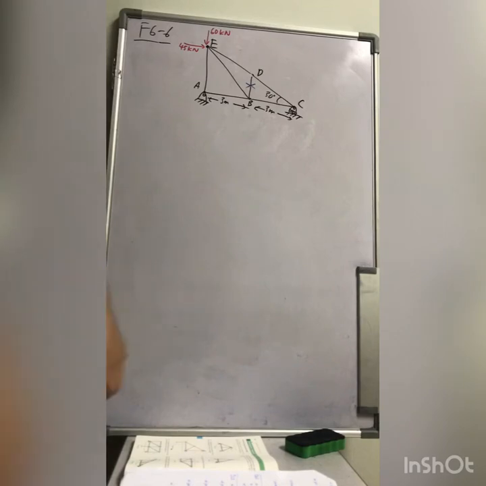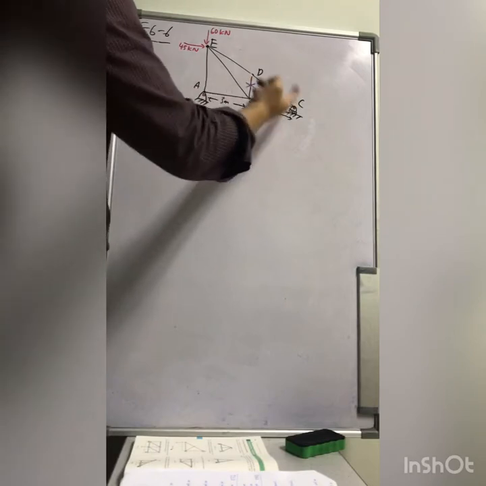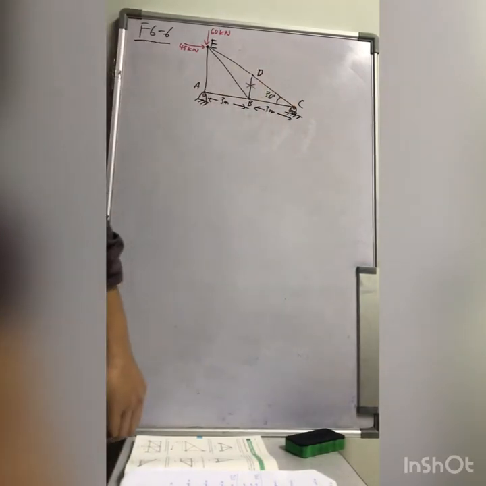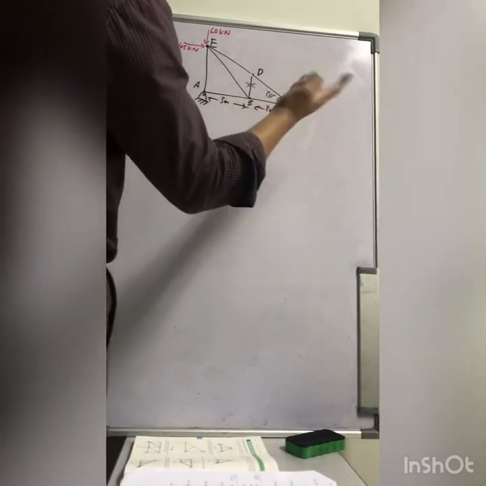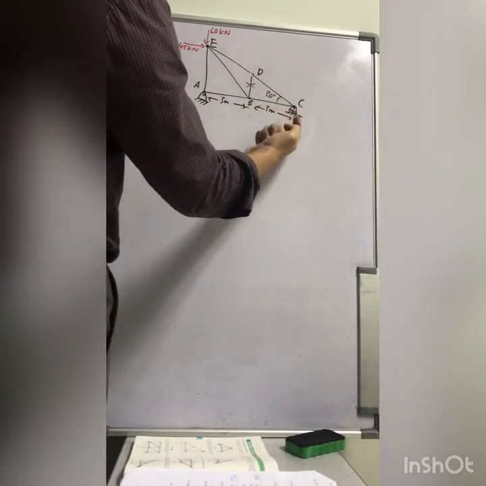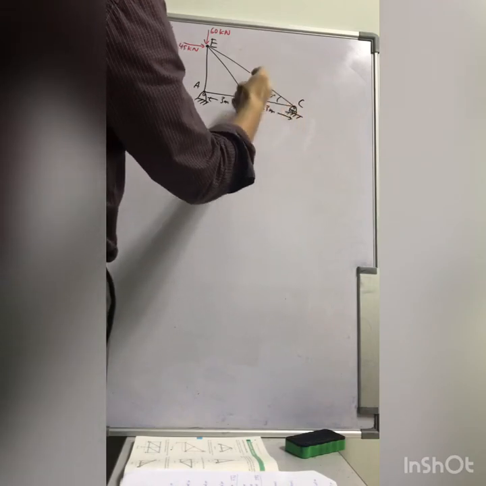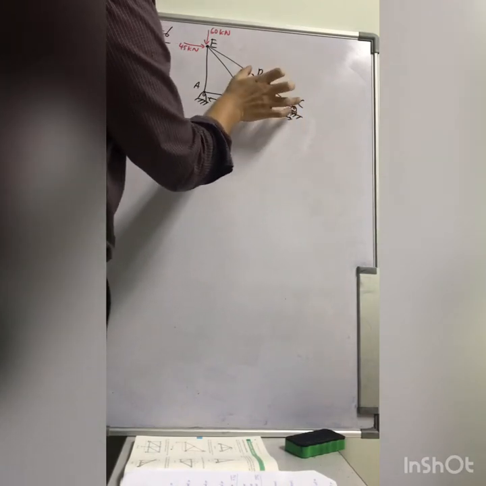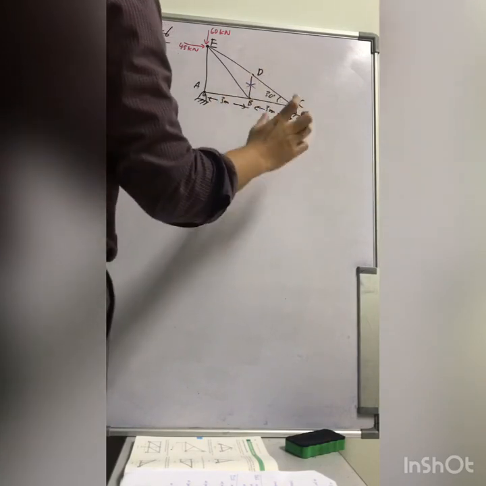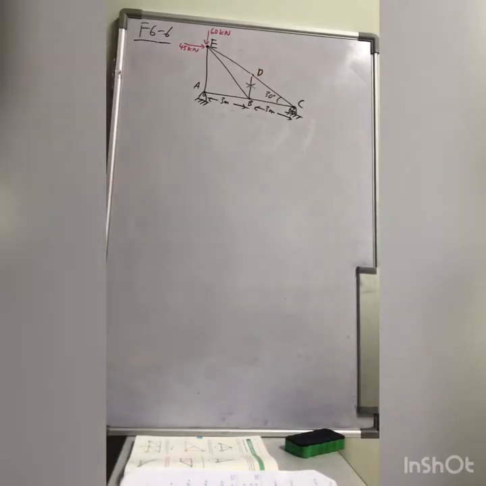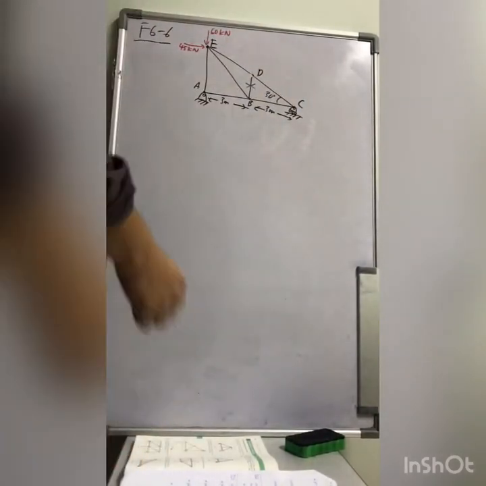Actually, the best in this case is to choose point A or point C as the first one. Why? This is because, for instance, if you choose point C, you know one direction and you have only two force members, CD and BC, so you can solve them directly in one go. ΣFy = 0 you get one, and ΣFx = 0 you get another one.